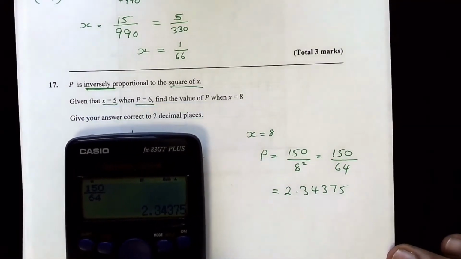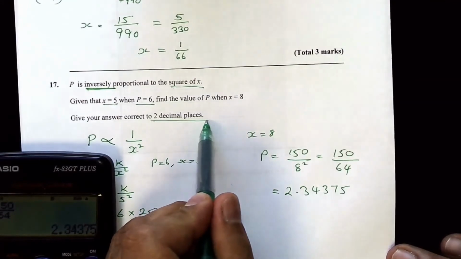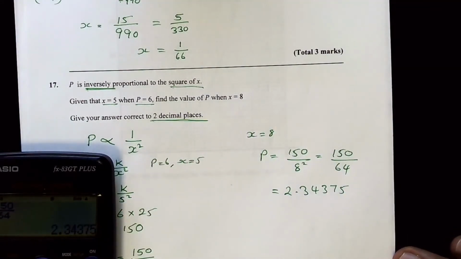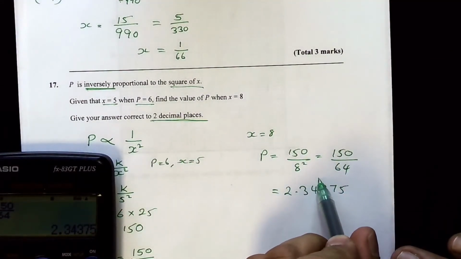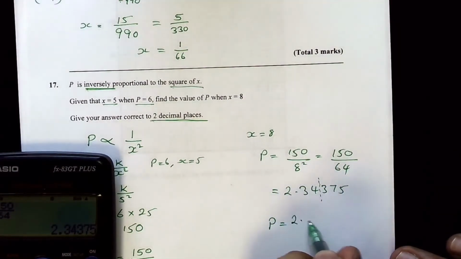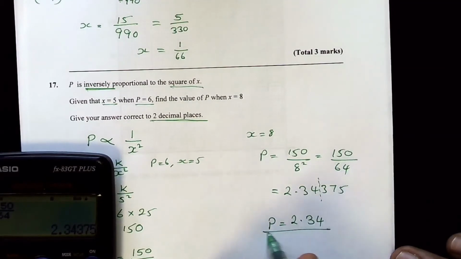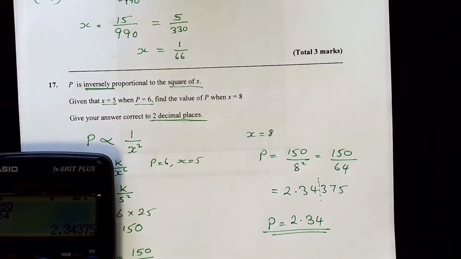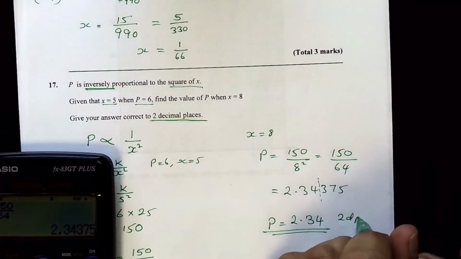And in the question it says, round the answer correct to 2 decimal places. So now I'm going to round this to 2 decimal places. So then that gives me P is equal to 2.34. So let's round it to 2 decimal places.